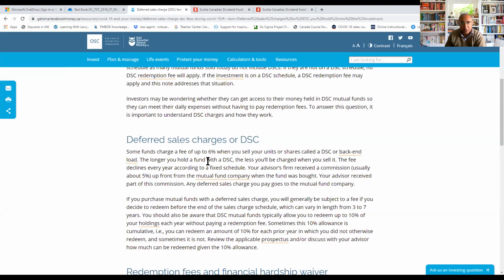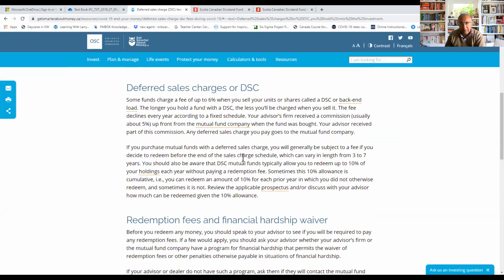So the longer you hold the fund with a DSC, the less will be charged when you sell it. It's basically a disincentive for you to sell. Like first year could be 6%, second year 5%, third year 4%, 3, 2, 1. And if you hold it for 7 years, at the end of 7 years, it could be 0%. Okay, so that's one thing.